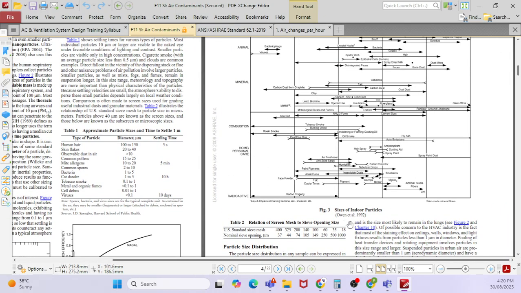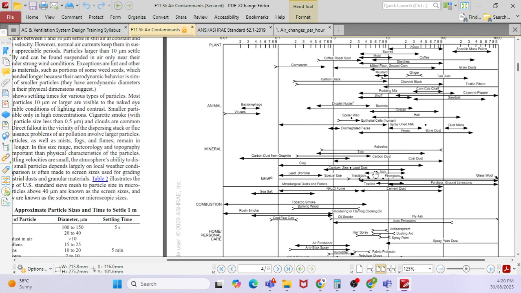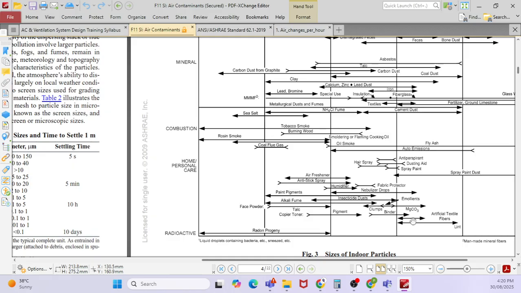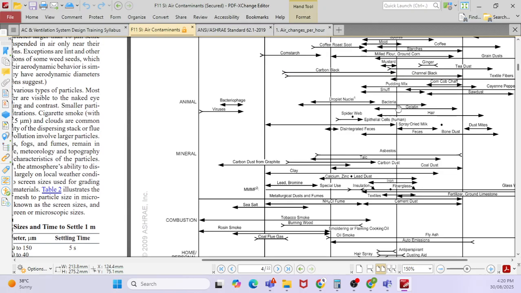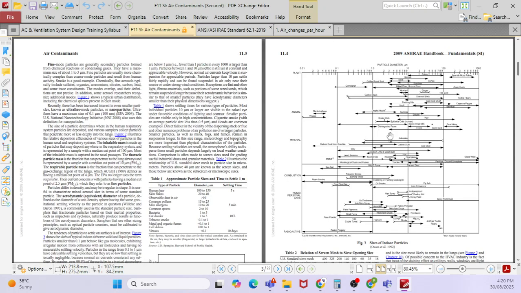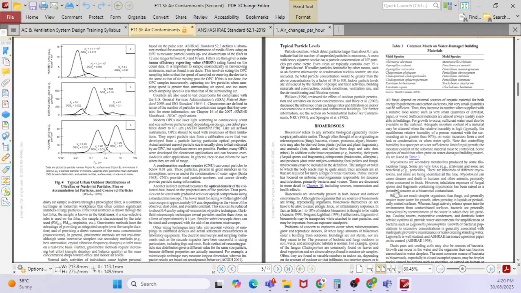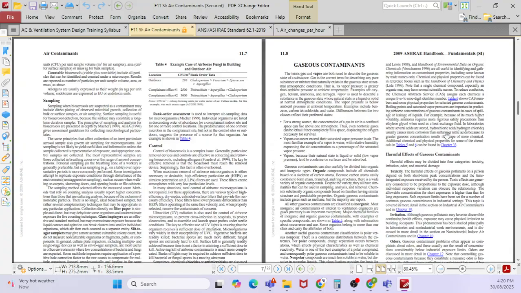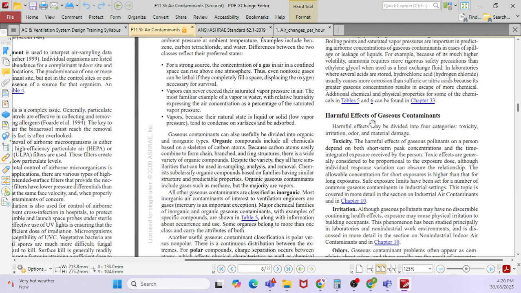Here also you can see the table with sizes of indoor particles, like hairspray, oil smoke, then coal dust. There are different particle sizes, so for all of that we are going to have filtration in the fresh air handling unit. Then here also there are bacterial contaminations and gas contaminations. You can see the harmful effects of gas contamination.